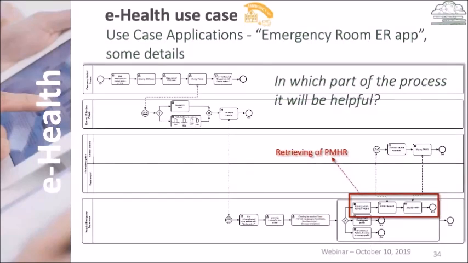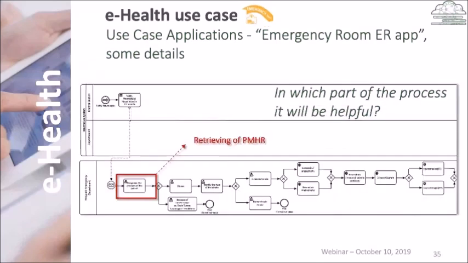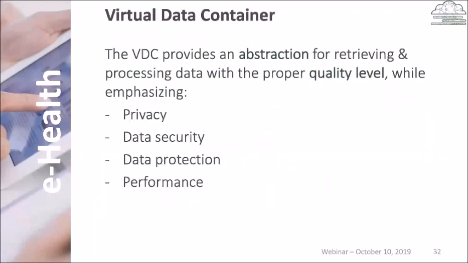The goal of this activity was to study how the emergency room application designed and developed in DITAS can help to improve the business process in terms of performance and also in terms of healthcare outcome for the patient. So we identified two parts of this process where the app can help the doctor and in general can help the activities within the hospital. Okay, now I leave the floor to William to show the technical implementation of this use case.